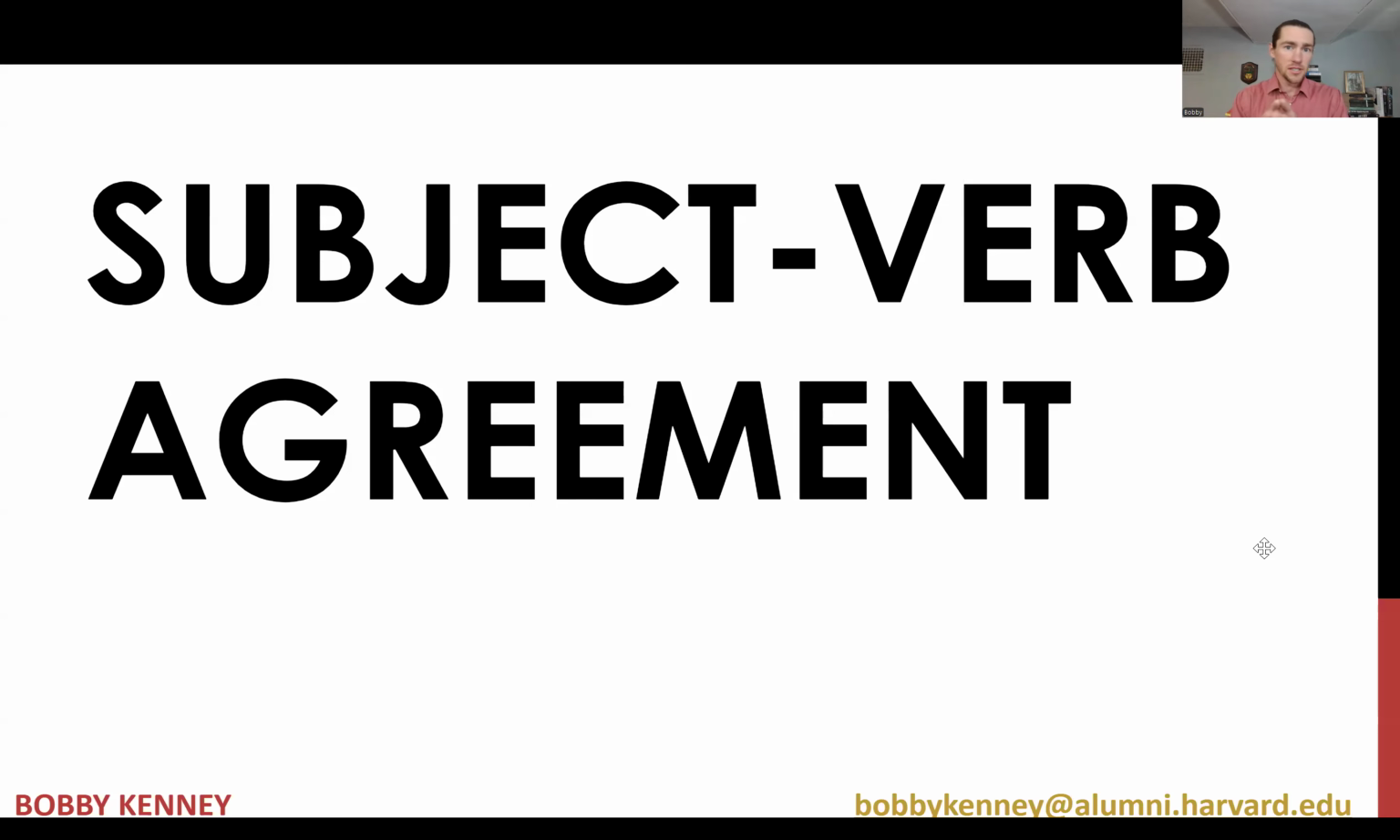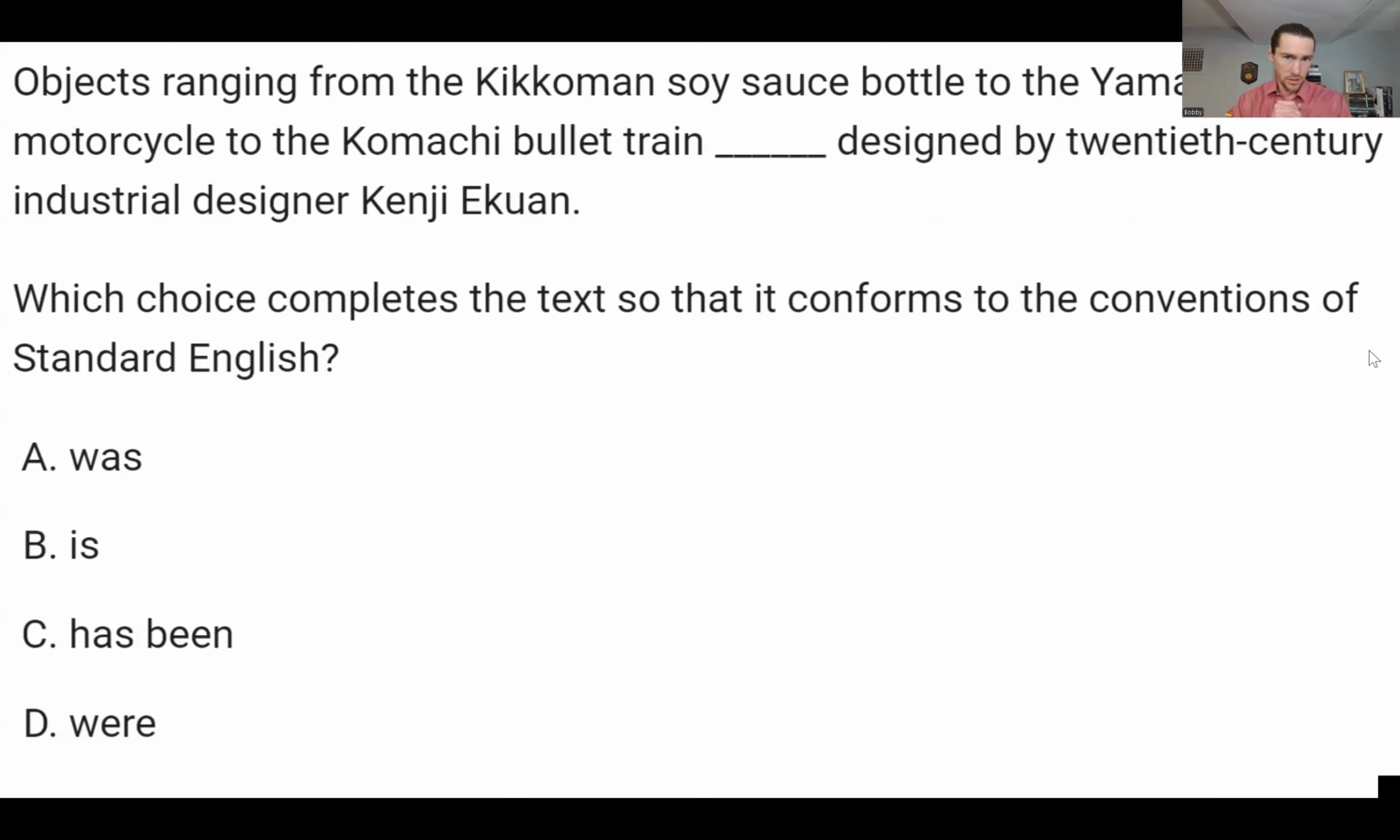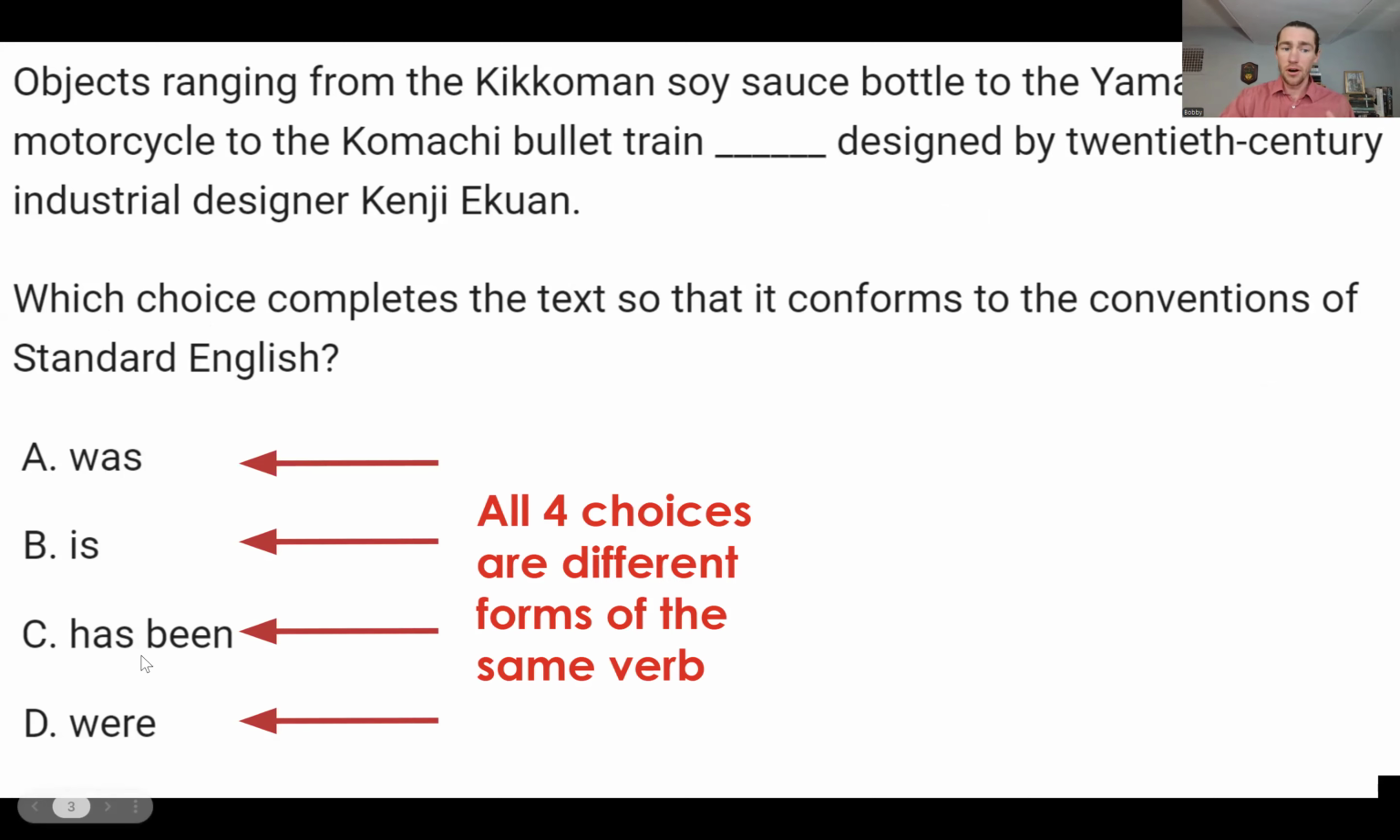Today we are going to talk about subject-verb agreement questions on the SAT. Here is an example of a subject-verb agreement question. First, you'll notice the question always says which choice completes the text so that it conforms to the conventions of standard English. Second, you'll notice that all four choices are simply the same verb, but different conjugations of that verb.